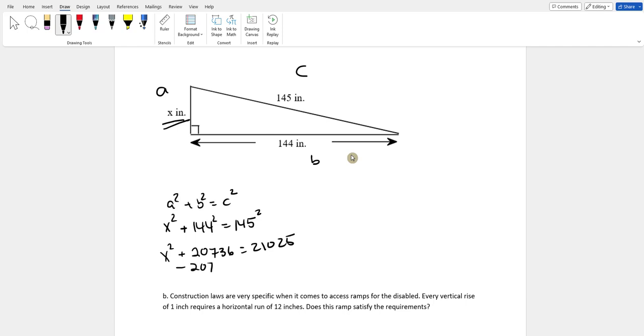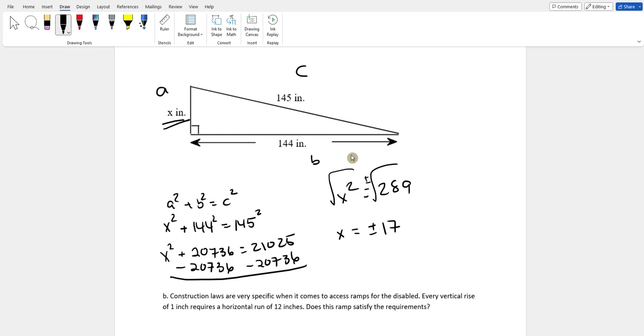I'm going to subtract this 20736 from both sides. I end up with x squared is equal to 289. And of course, to get x by itself, I am going to take the square root of both sides. I get x is equal to positive or negative 17. But since we are dealing with measurements, we cannot have a negative number. So the only answer we can have is 17. So it'll be 17 inches.